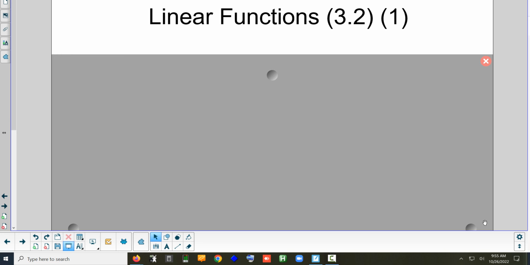All right, so yesterday we finished 3.1. Today we're going to start 3.2. But there's a good amount of stuff in 3.2, so we'll split it into 2 days. So we'll do half today, half tomorrow.